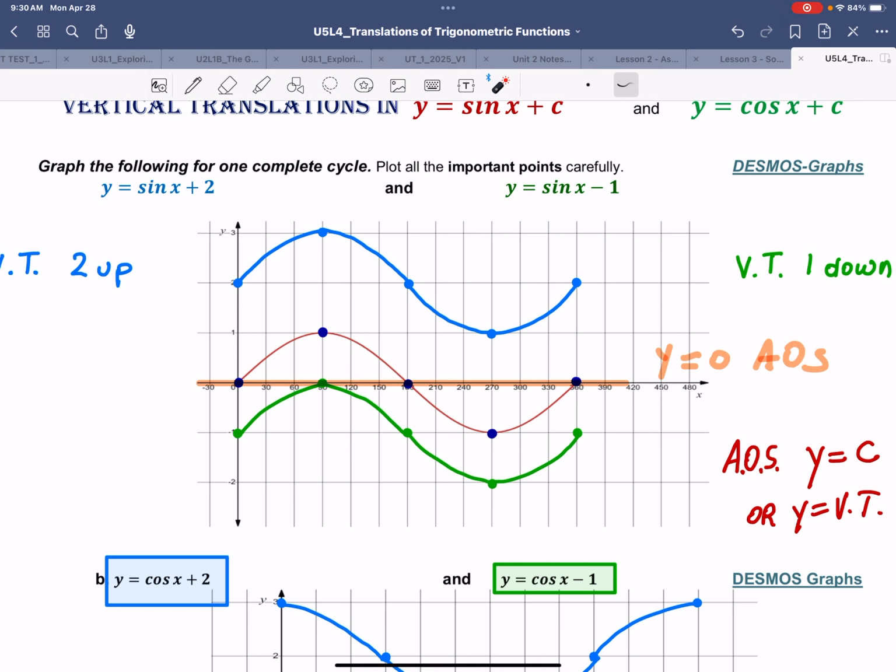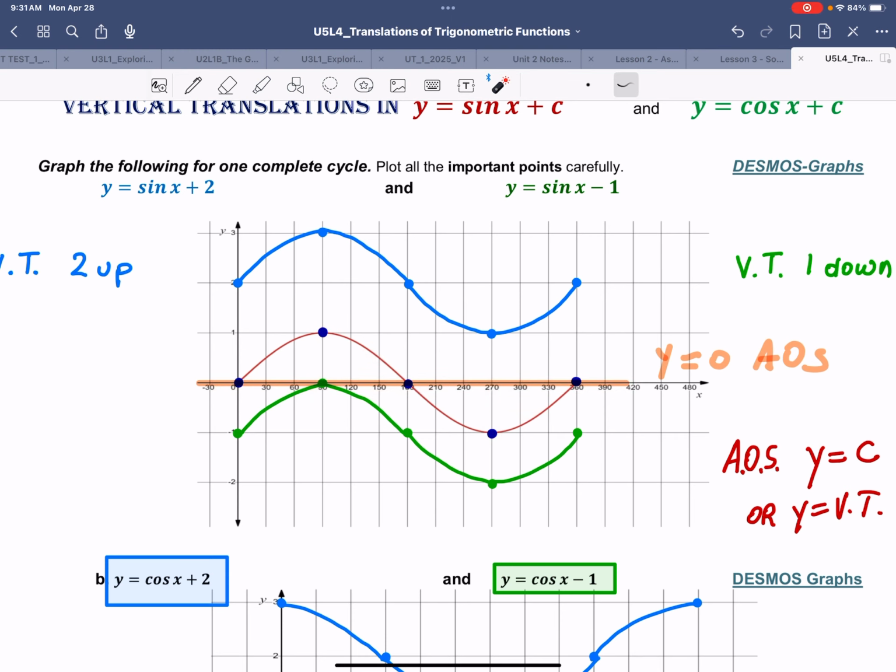And what we're going to do is look at the basic function first. So in the basic function, you see that the maximum is 1 unit higher than the axis of symmetry. So that gives us the amplitude of 1. Or the minimum is 1 unit lower than the axis of symmetry. So that gives, again, the amplitude of 1.